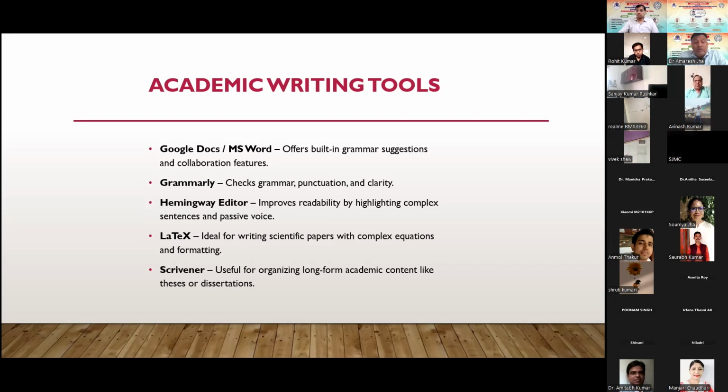LaTeX is ideal for scientific papers and complex equations and formatting, etc. So some of the journals will say that they accept the submissions only in LaTeX. Scrivener is useful for organizing long form academic content like thesis or dissertation. So you must know which academic writing tools to use, okay, effectively.